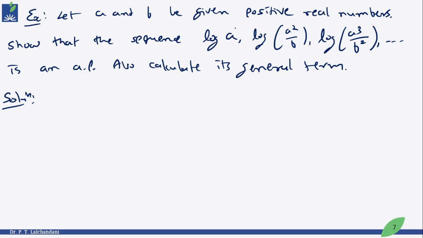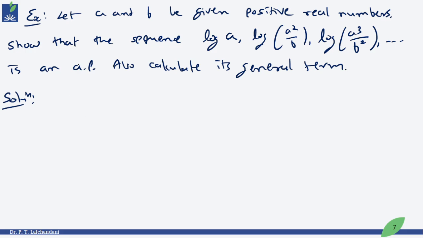You can observe that in the first term the power of a is 1 and power of b is 0, because a upon b raised to 0, something raised to 0, that is 1. In the second term power of a is 2 and power of b is 1. In the third term power of a is 3, power of b is 2, and so on. So first we note down the general form, and we'll see that this sequence is an arithmetic progression. To show this, we have to find the consecutive difference. That means if the difference between any two consecutive terms remains the same, then it is an arithmetic progression.